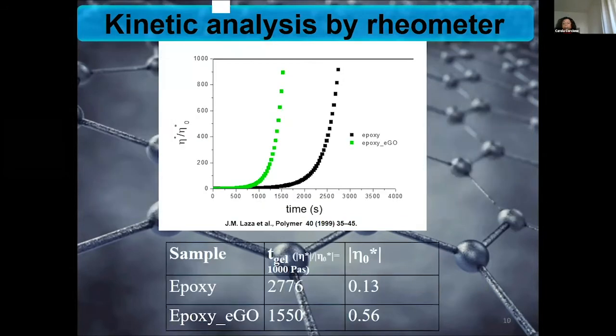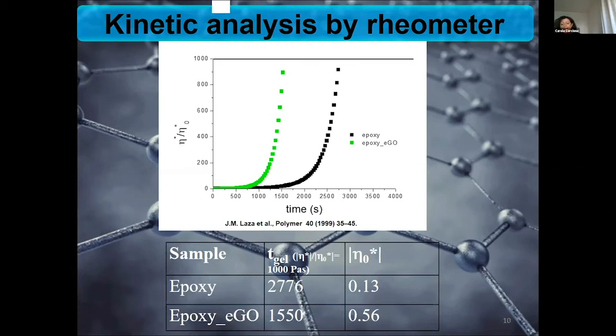So for this reason, we decided to perform a kinetic characterization of these two systems also by rheological analysis. The rheological properties of the same filled and unfilled mixtures were also evaluated by monitoring the evolution of the storage modulus G' and the loss modulus G'' as a function of time, as you can see in this slide. The measurements were performed using a strain-controlled rheometer with parallel plate geometry, and the temperature of the measurement was 50 Celsius degrees in order to compare with the results obtained by the DSC analysis.